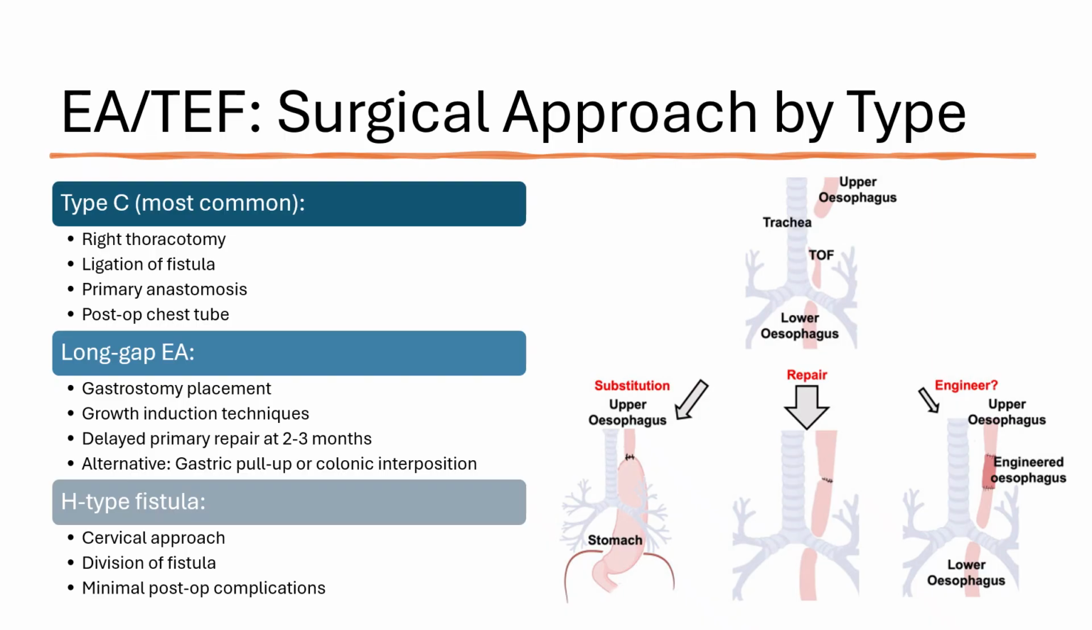H-type fistulas offer the simplest surgical challenge. The cervical approach allows direct access to divide that abnormal connection between the trachea and esophagus. Since both structures remain intact, there's no need for complex reconstruction. Post-operative complications are minimal because you're not creating anastomoses under tension.